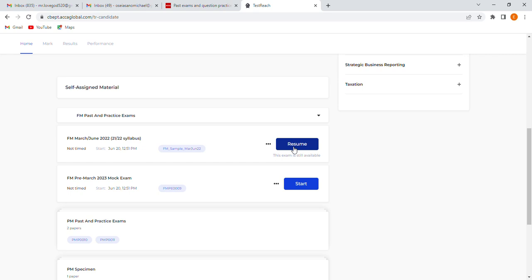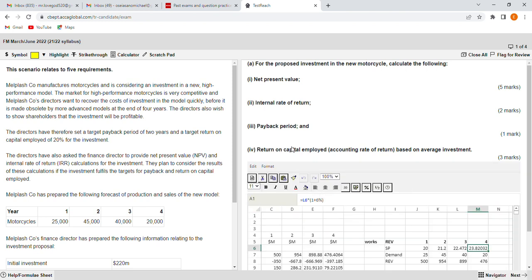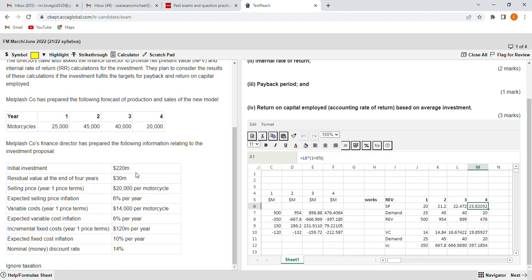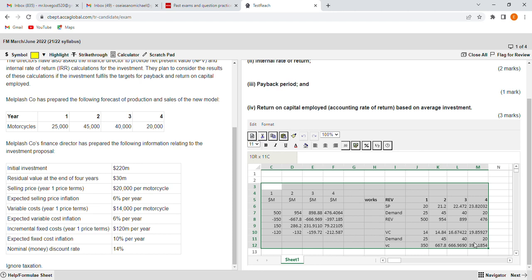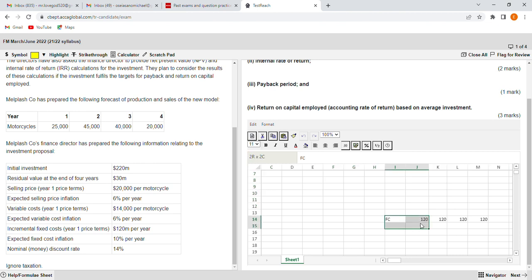So you click on start and it is the same way as how the ACCA exam is. Okay, so you click on start, the ACCA instructions and everything will come. But since this was in progress, it just came like this. So that's how to start the exam. So I will solve this question with you and mark it so that you know how it is marked, right? Okay, so let's start.